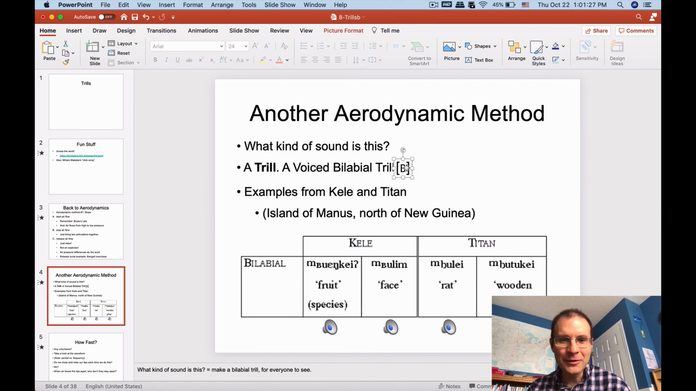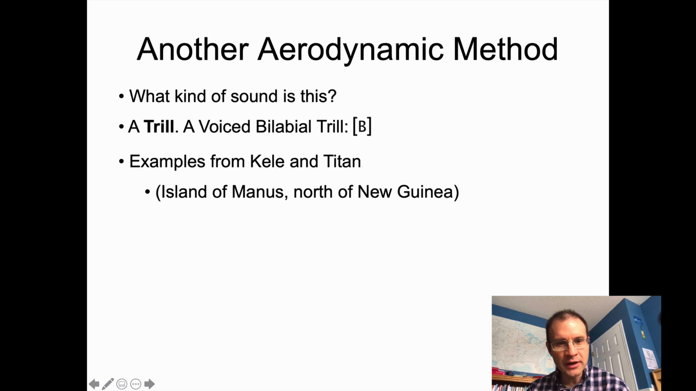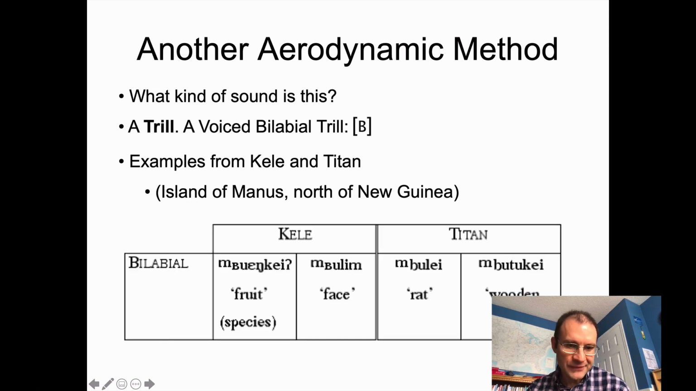All right, so I've got some examples of this from a couple of languages which are spoken in the South Pacific, in a place called the island of Manus, which is north of New Guinea. So this is kind of fun. The two languages are called Kele and Titan. And so these examples have what look like, or they're transcribed as pre-nasalized bilabial trills at the beginning of these two forms. And then these are transcribed as regular stops, but they kind of sound like trills as well. So you can listen to them. And as usual, you can try to sing along at home.